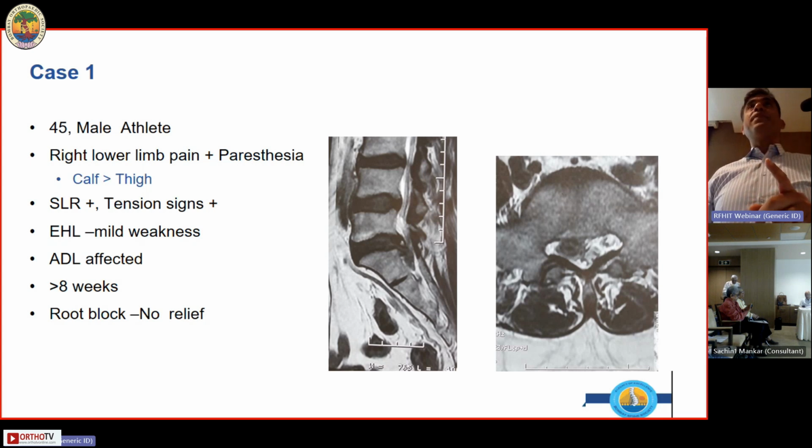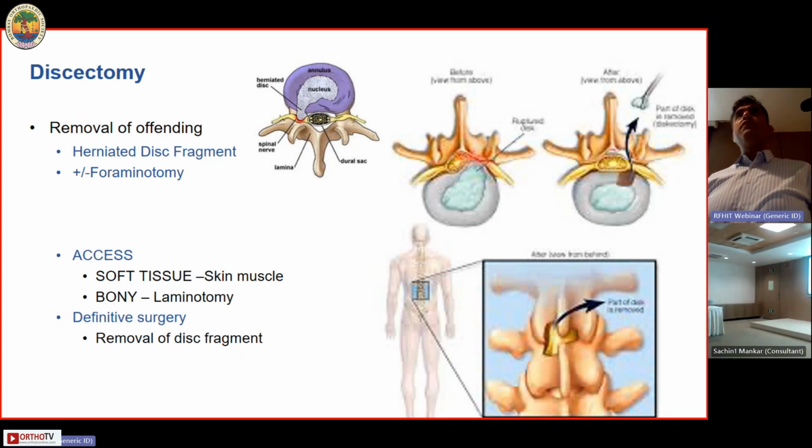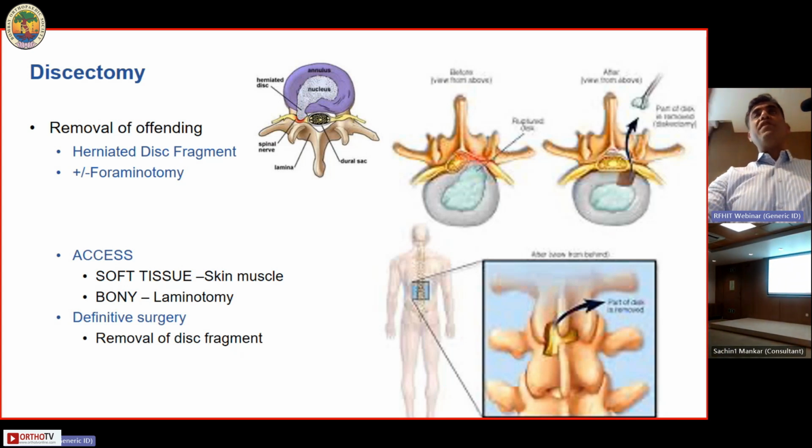So these are the cases where disabling symptoms with a compressive pathology are the ones which will require surgery. And for symptom relief, the only thing that you need is a discectomy. You just have to bring out that offending fragment of disc which is irritating the nerve root, and that will really settle all the symptoms for these patients. Yes, there are pros and cons of doing a surgery versus not, but for symptom relief, that offending fragment which is pinching the nerve root has to come out.